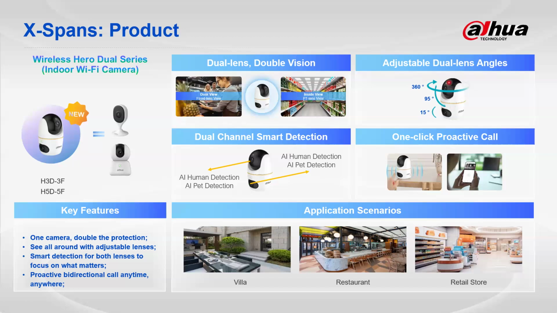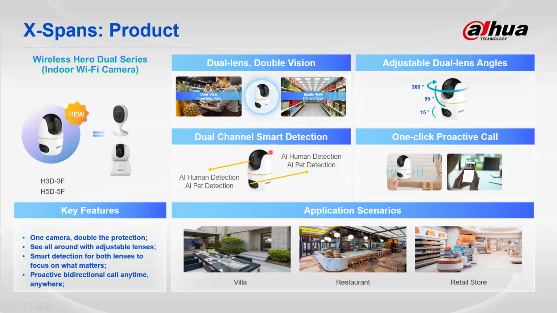This is for the PT function of it. And for this second lens, the bullet lens here, what it does is that you can have it tilted to an angle of 15 degrees up and down. So each and every one of these channels can do different functions.